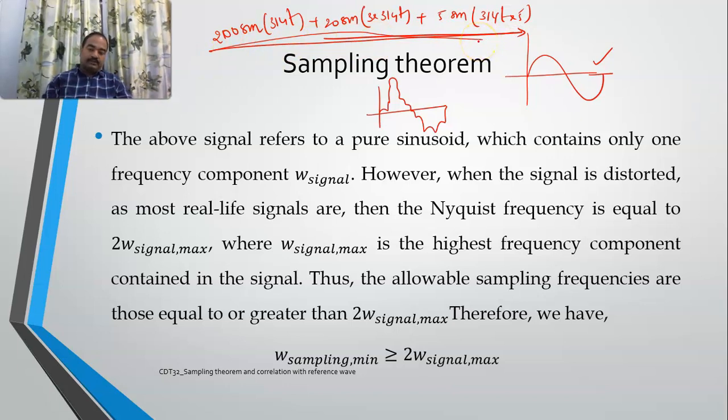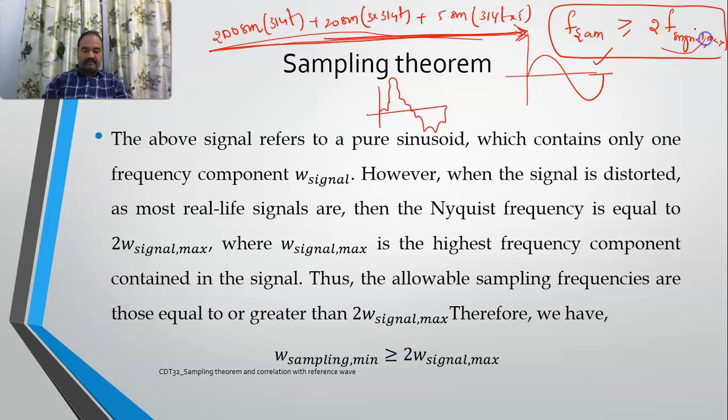So in that case, my sampling frequency must be greater than or equal to the maximum allowable frequency which you want to have in the signal data. If I want to keep up to the 5th harmonic, my sampling frequency must be greater than or equal to twice the maximum frequency which you are allowing in the signal. It is not the signal frequency. This is the mistake which I made in unit number 1 also.